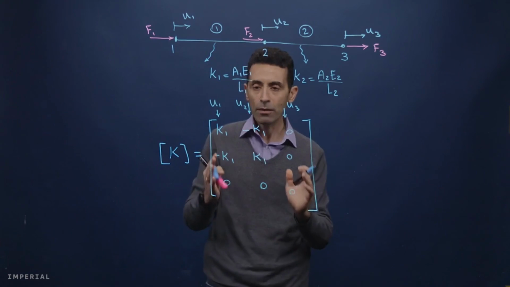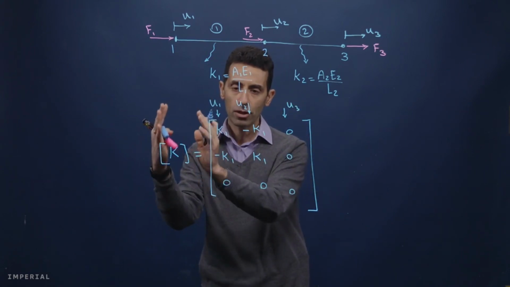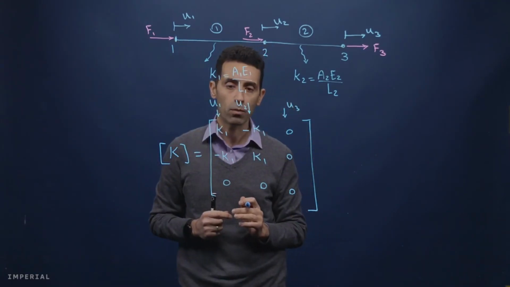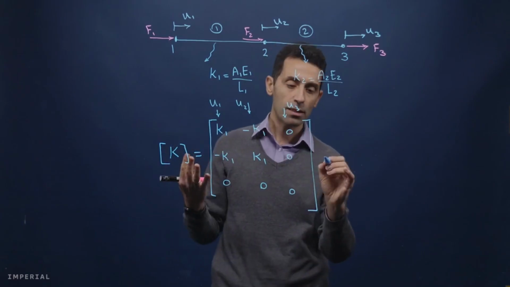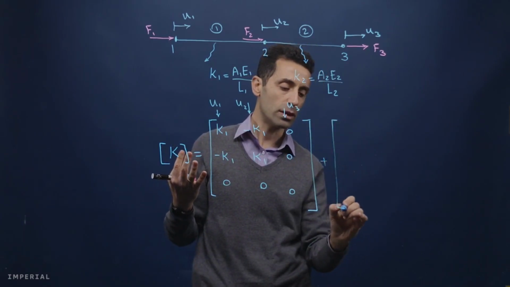Okay, so now we have a portion of the K matrix, the structure stiffness matrix, that is related to stiffness of element number 1. We add to this the stiffness of element number 2 in the same way.